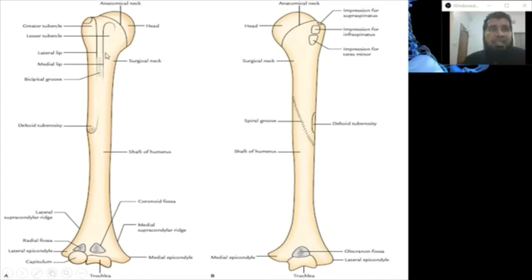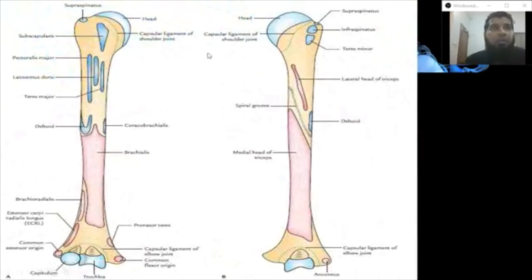Bicipital groove. You will be asked about the attachments of the bicipital groove. Here the bicipital groove shows a lateral lip, medial lip, and floor. The lateral lip gives insertion to the pectoralis major muscle, the medial lip to teres major, and the floor to latissimus dorsi. It is very important, and the most important muscle in the humerus is brachialis. At the anteromedial surface, at the lower portion of the bone, there is the origin of brachialis.